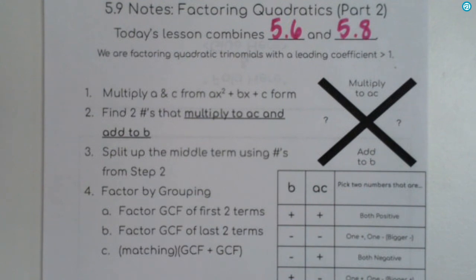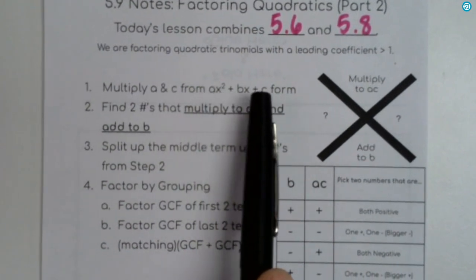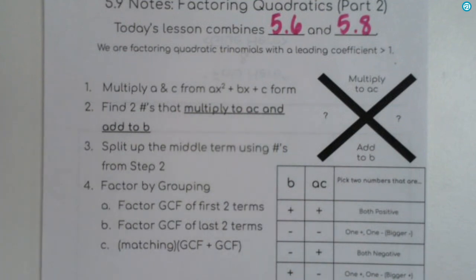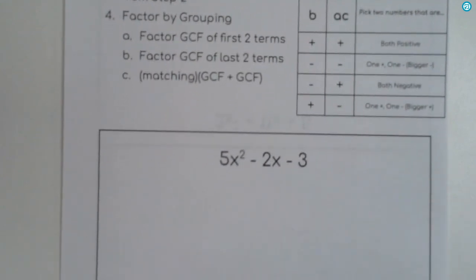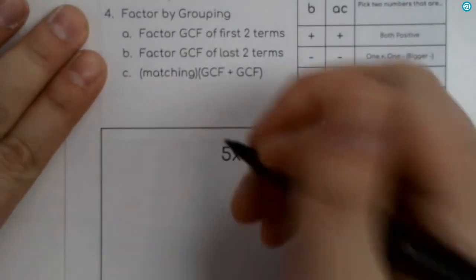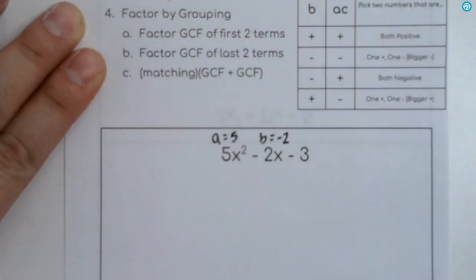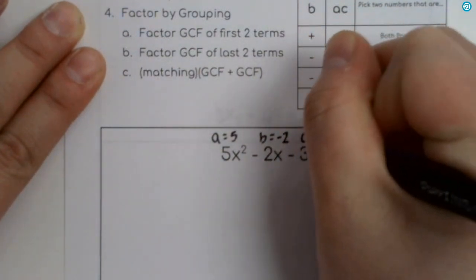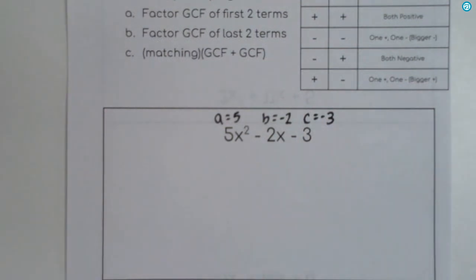First thing that you are going to do is multiply a and c from ax squared plus bx plus c. So a, b, and c are letters that represent numbers. If we come down here to our first example, a is 5, so a equals 5. b equals -2, and c equals -3. Are we all on board with where I got a, b, and c from? Okay.